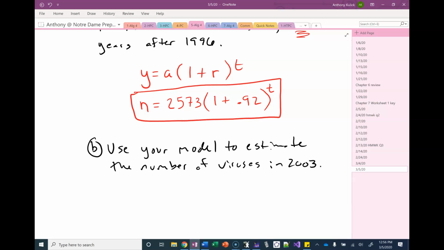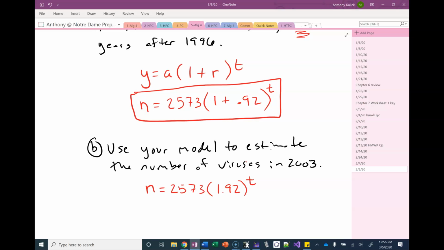Part B now says, use your model to estimate the number of viruses in 2003. So this is my model. I'm just going to recopy that. What letter are we looking for here? N or T?